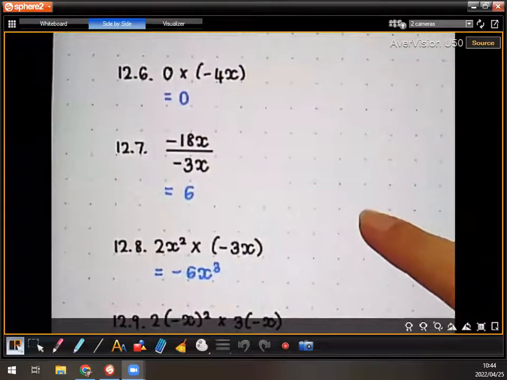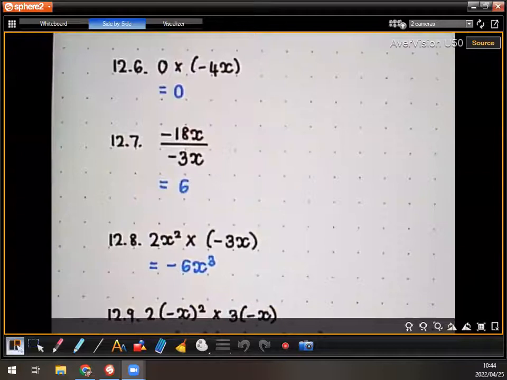What is the exponent of 0? The exponent is 0, then that gives you an answer of 1. And how do you calculate that? What exponent of the x? x to the power of 0.